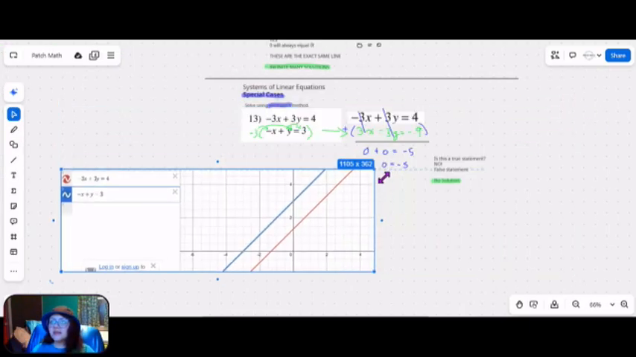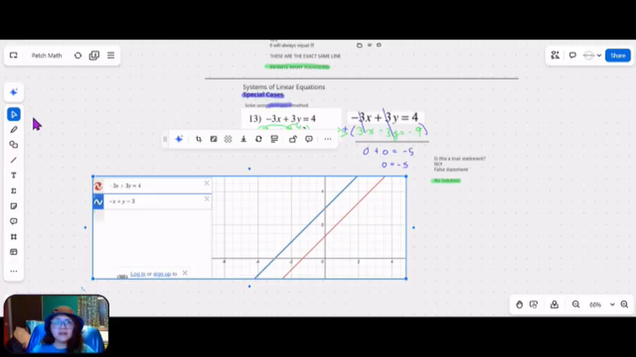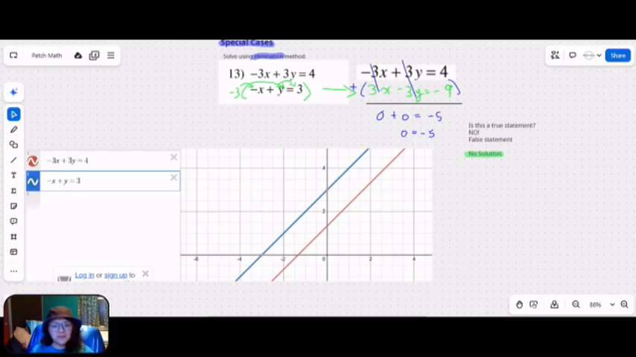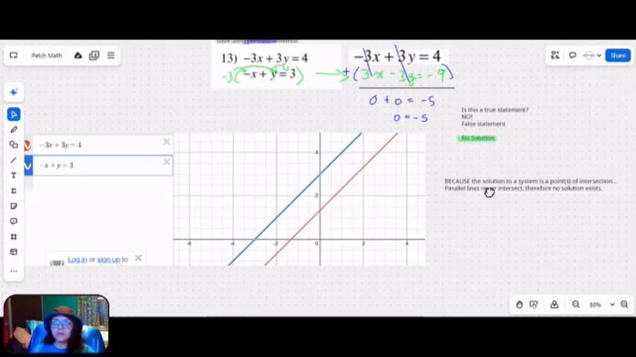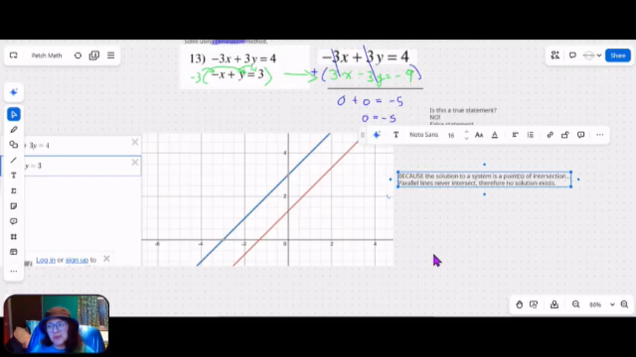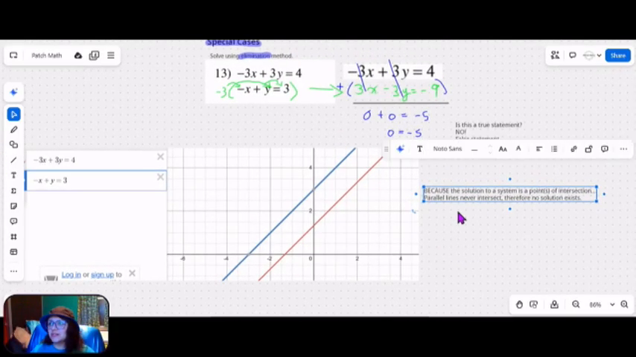And you'll see those lines set side by side, never intersecting. And because the solution to any system is a point of intersection or the points of intersection, and these never intersect, there's no solution. I'm going to write that there. So if you are asked, like on those total concept review chat questions, why there is no solution for parallel lines in a system of linear equations, it is because the solution to a system of linear equations is either one point or multiple points of intersection. Parallel lines never intersect, therefore no solution exists.